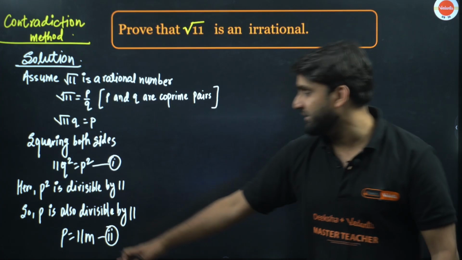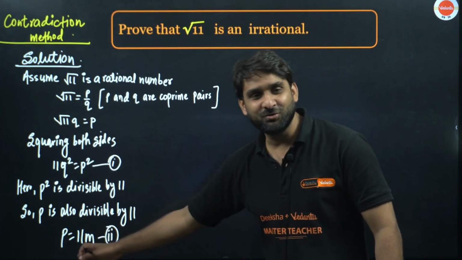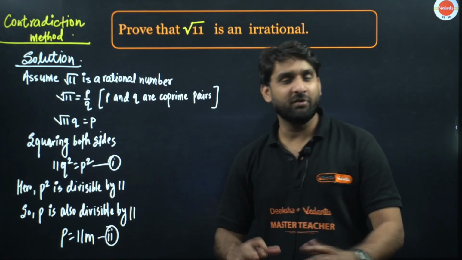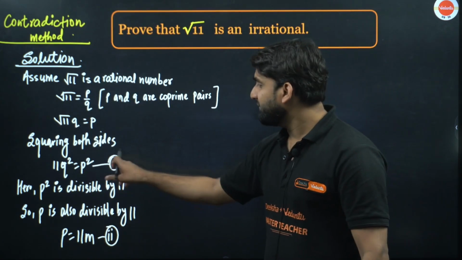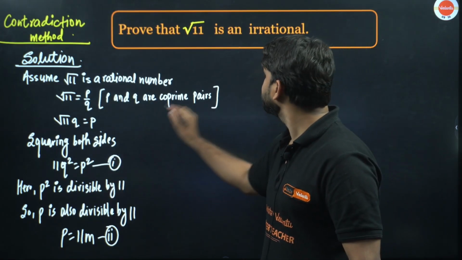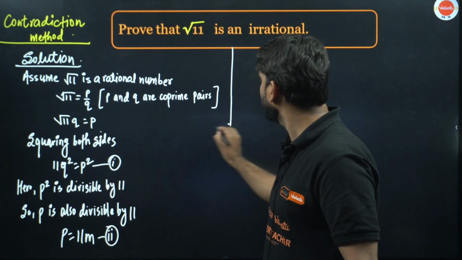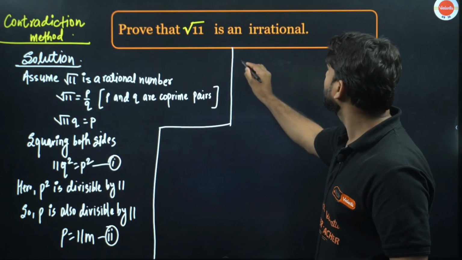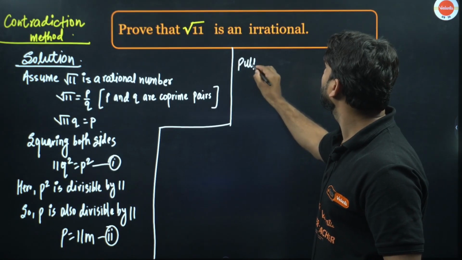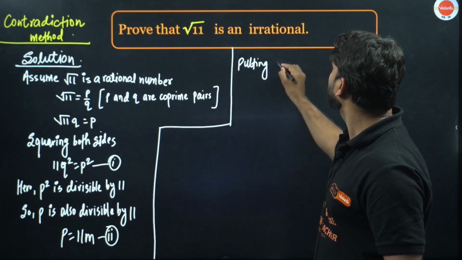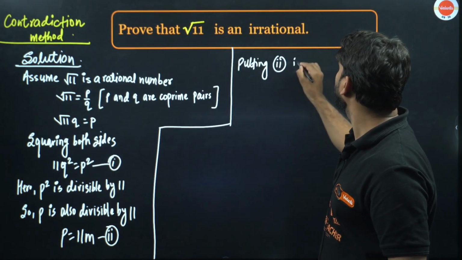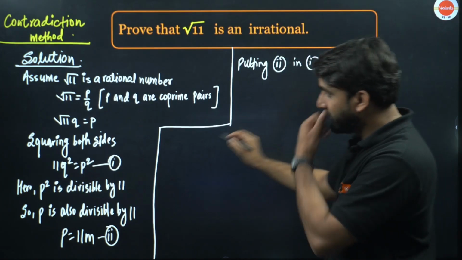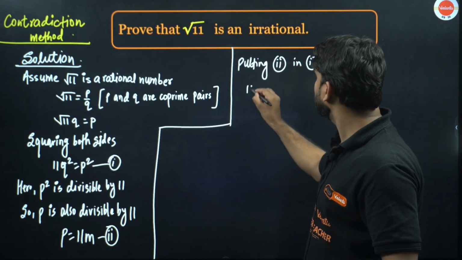Now Q square is 11 square and 11. Now 11 is divisible by 11 also, violating our assumption. Hence, it is our conclusion that it can't be an irrational number.